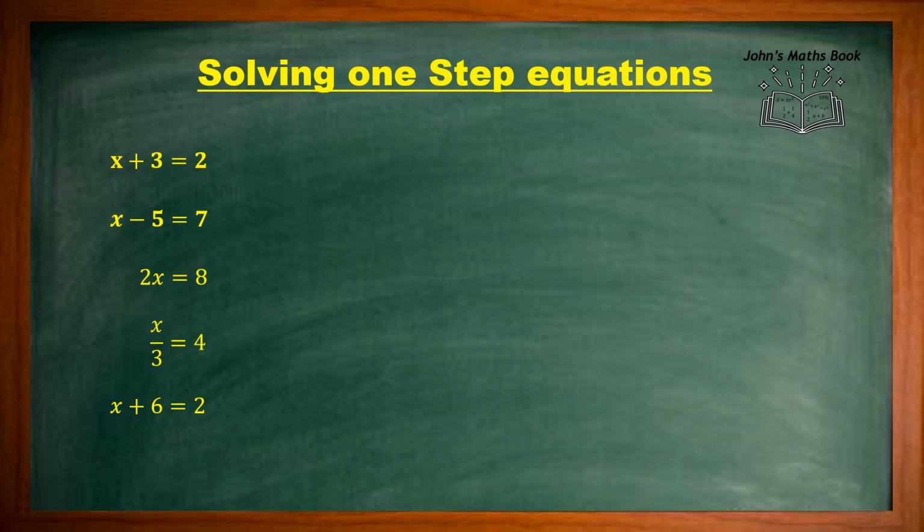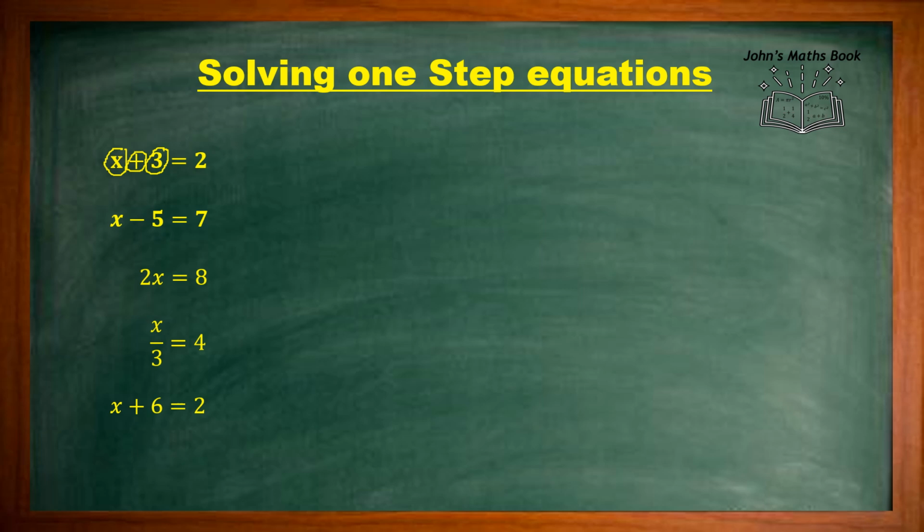So our first example is x plus 3 equals 2. Let's look at the equation and see if we can identify the parts. We have the variable, which is x. The operation in this case is plus or addition, and we're adding 3 to the variable. So we now need to do the opposite of that operation, which is subtraction. So we need to subtract 3 from x.